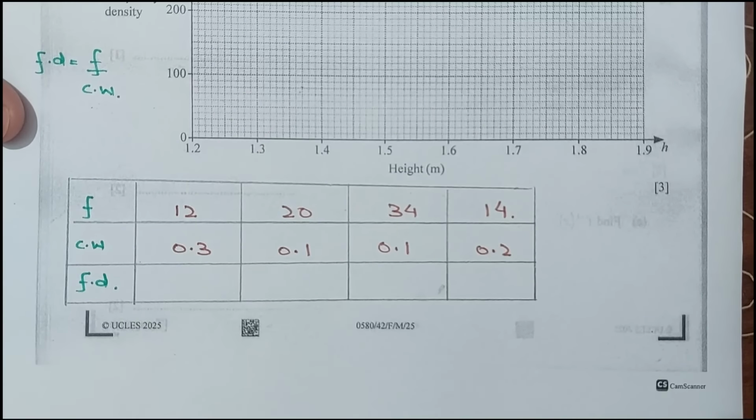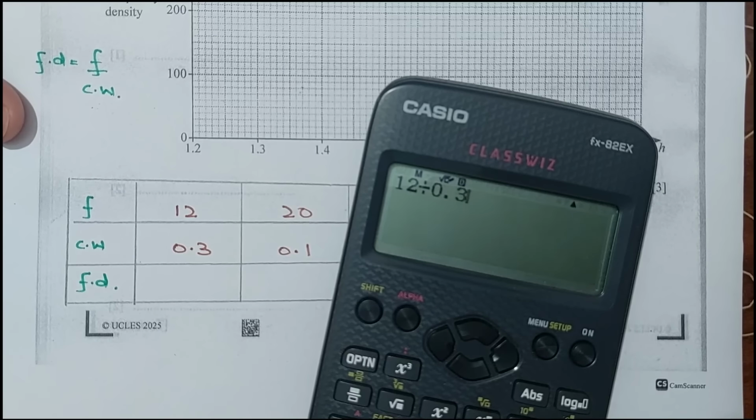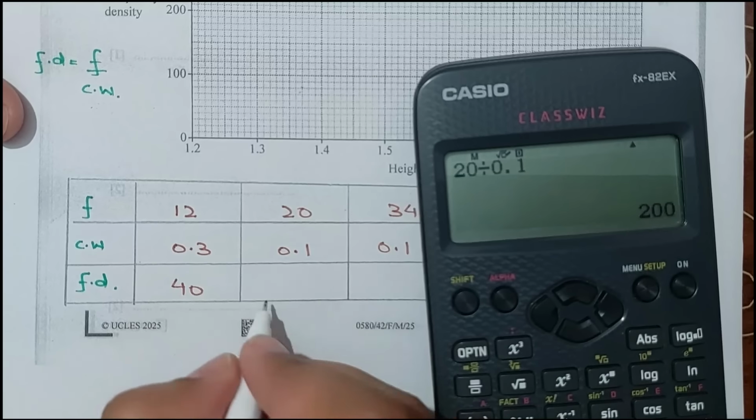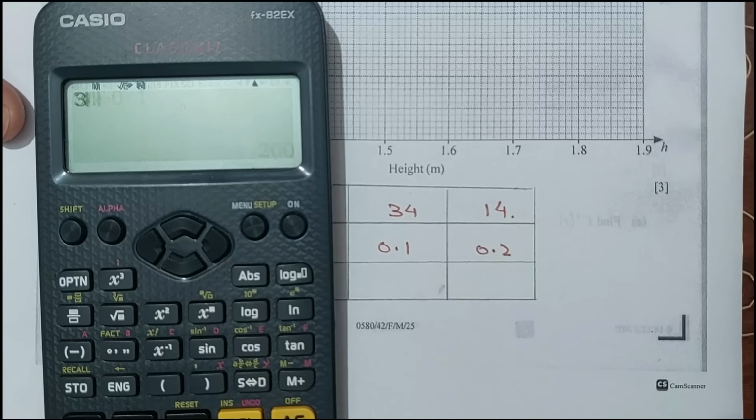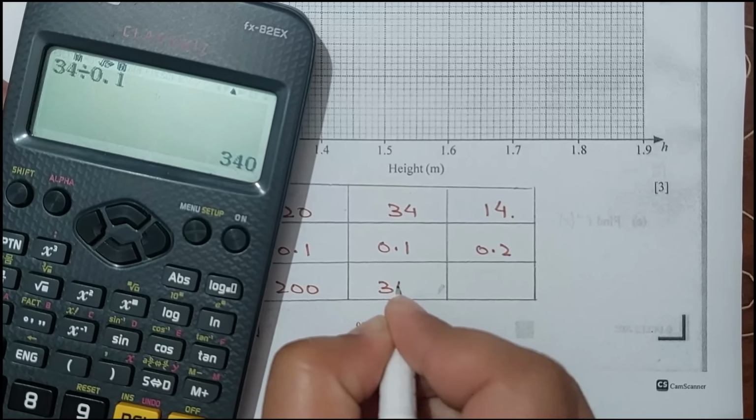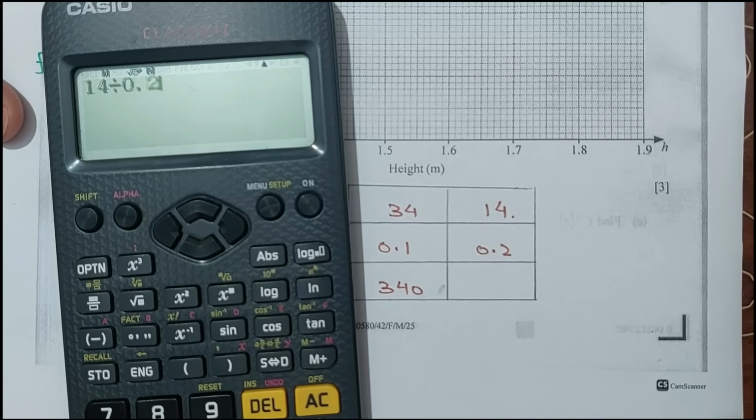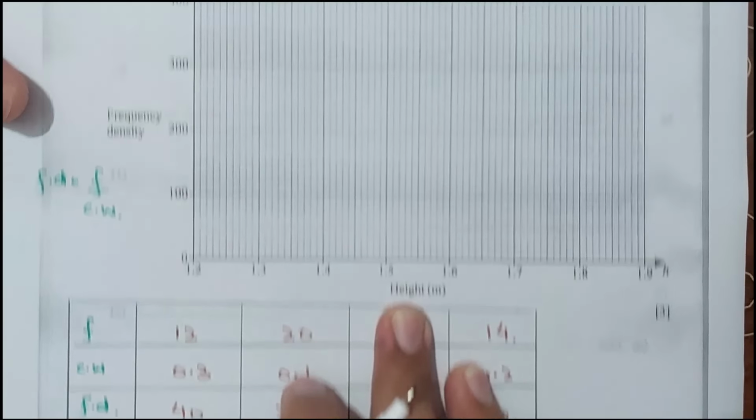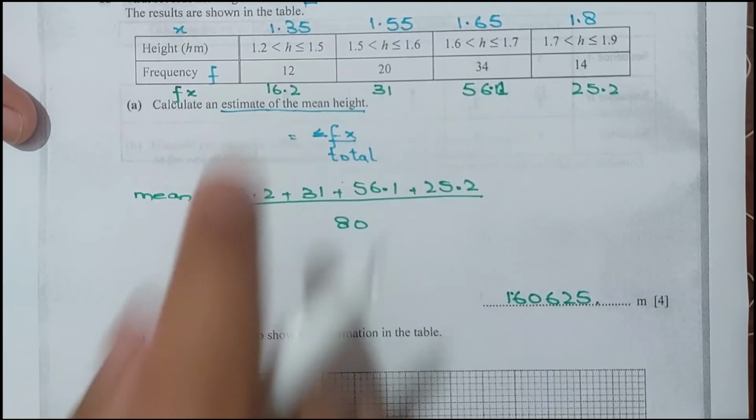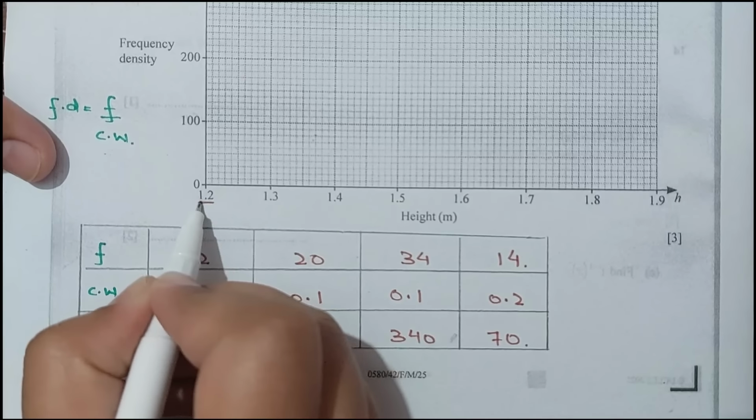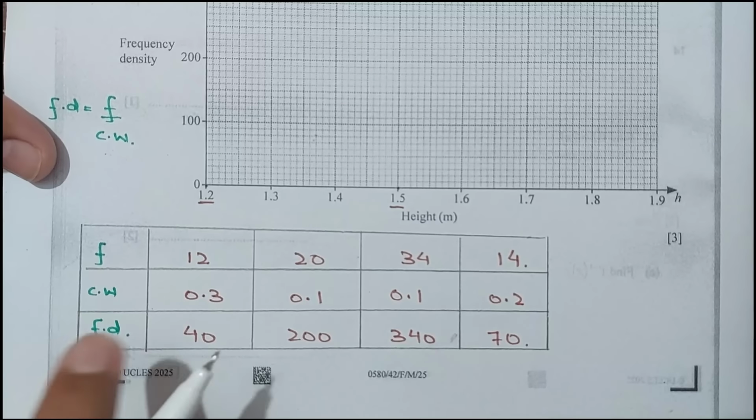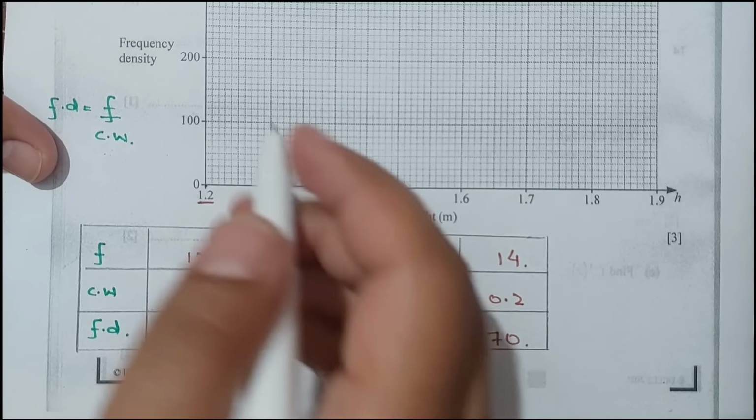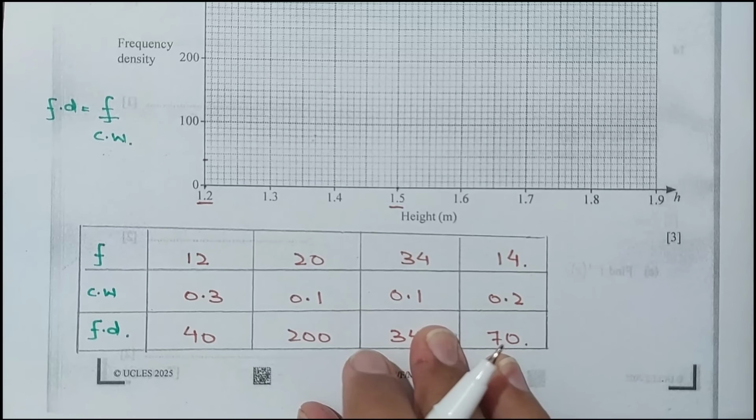By this formula, the frequencies are divided by the class width: 12 over 0.3, this would be 40. 20 over 0.1, this is 200. 34 over 0.1, 340. And 14 over 0.2, which is 70. All right, frequency densities, and we have the heights. The first interval is between 1.2 and 1.5, where the frequency density is 40. Okay, so where is 40? We have 50 and 40s over here. Let me draw this.